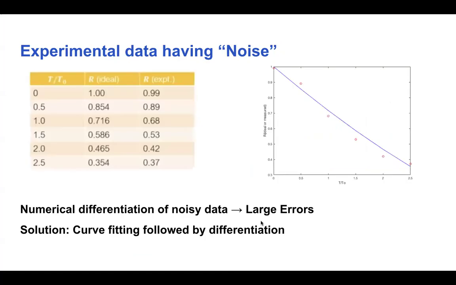That is experimental data having noise. So you have a rate of a reaction with respect to your temperature. T by T0, where T0 is a reference temperature. Here, when T by T0 is equal to 0, 0.5, 15, etc., we are calculating the rate of a particular reaction. If you are experimentally calculating the rate of the reaction, what will happen is, if you have an equation like this, just a second.